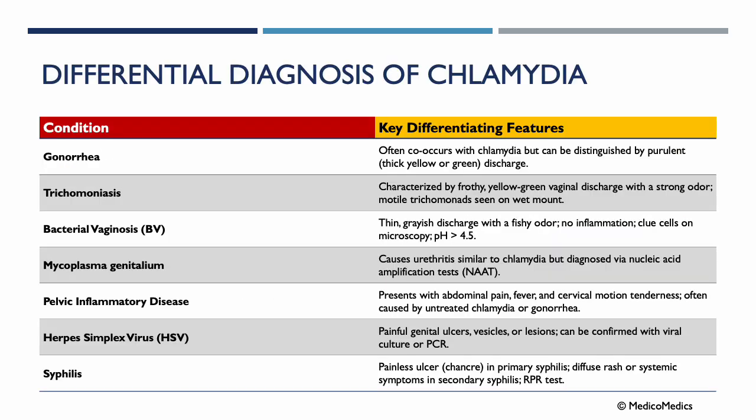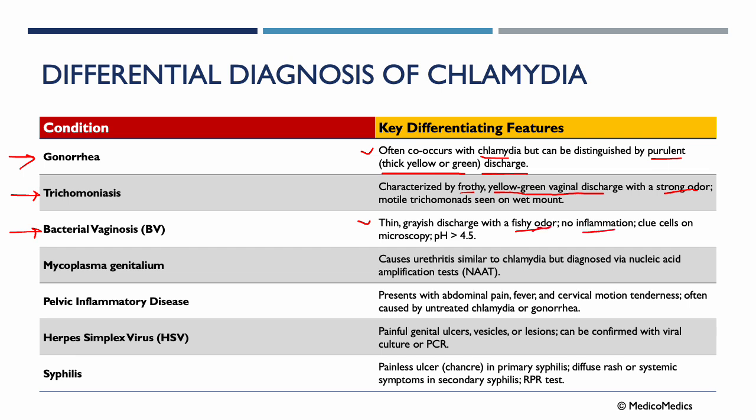Here we have some differential diagnoses of chlamydia. So, for example, gonorrhea often co-occurs with chlamydia, but can be distinguished by purulent, so thick yellow or green, discharge. Trichomoniasis is characterized by frothy yellow-green vaginal discharge with a strong odor. What about bacterial vaginosis? Well, it is typically thin, grayish discharge with a fishy odor.